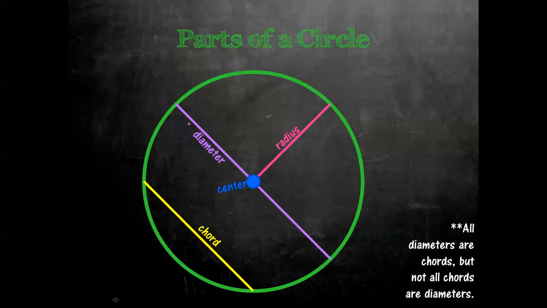Then we have the diameter. The diameter is the line that has its endpoints on the edges of the circle, and it goes through the center of the circle. The radius is a line that has one endpoint on the edge of the circle, and the other endpoint is on the center of the circle. So the radius is half the length of the diameter. A chord is just a line that has its endpoints on the edges of a circle. It doesn't necessarily have to go through the center. So we could call a diameter a chord as well, but we can't always call a chord a diameter.